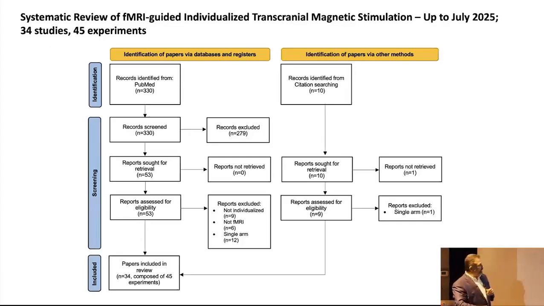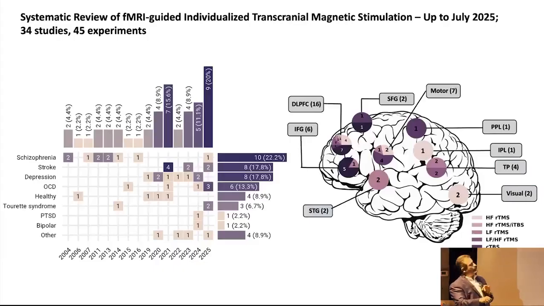There are already 34 trials up to July 2025 that use fMRI to do individualized TMS. And they are in different areas, as you can imagine. Schizophrenia, stroke, depression is one of the major ones, OCD, different areas of the brain, numbers increasing. I mean, in the first half of 2025, we had 9 trials. So the field is just exploding over time.